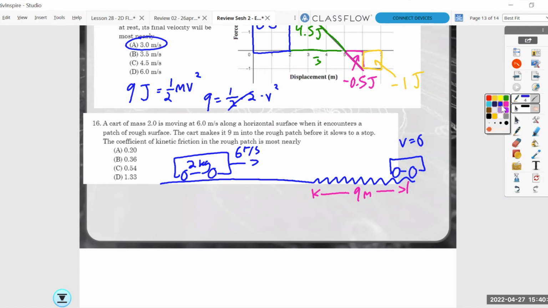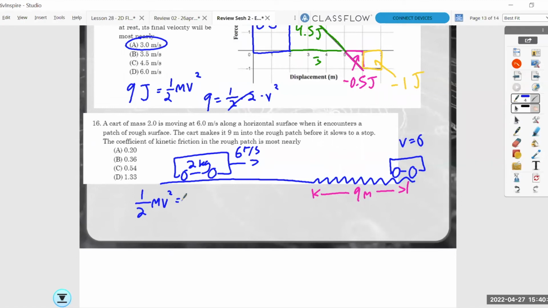Because we start out with some energy, right? We start out with 1/2 mv squared worth of energy. We end with nothing, right? We end with no kinetic energy. We haven't gained or lost any potential energy. So the question is, where did all that energy go? Yeah, into friction, into work done by friction.